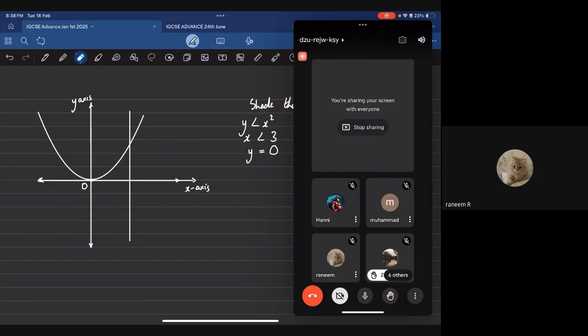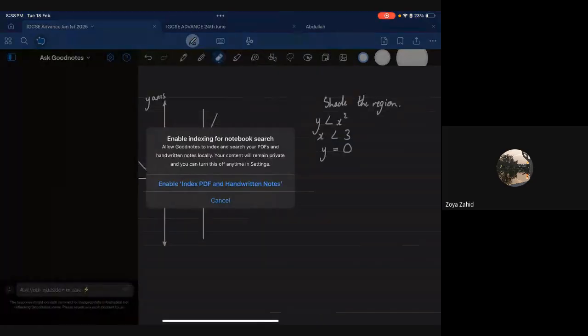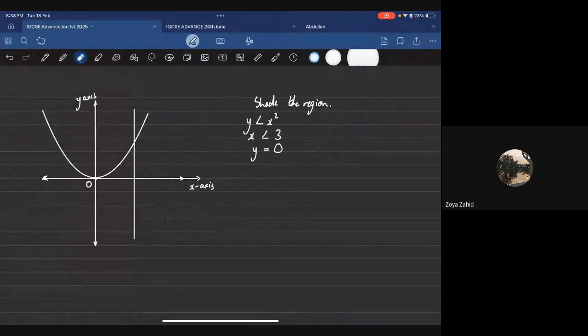Yeah, Zoya? Sir, how do we shade y is equal to 0? Oh yeah, sorry about that. Apologies, that is by mistake. Okay, shade. Yes, thank you, Zoya, for asking that. Shade y is greater than or equal to 0, and oh yes, put the equals to sign because there's no dotted line, so put it by yourselves. I thought that was common sense.